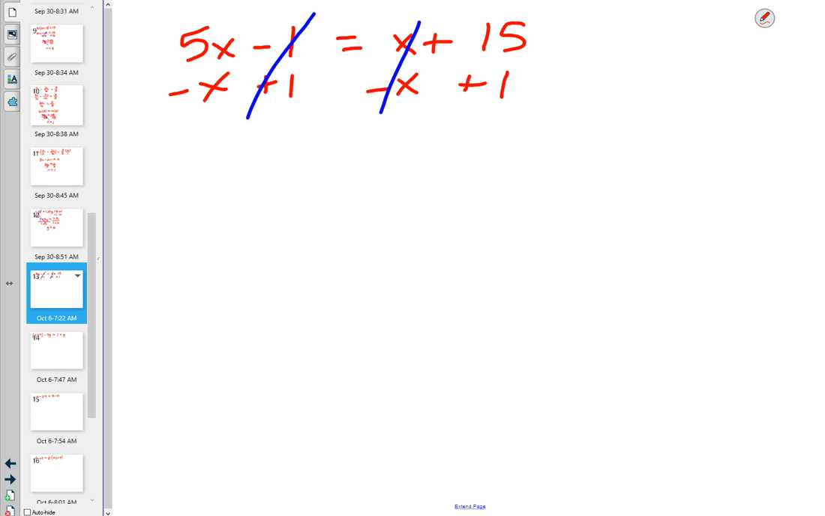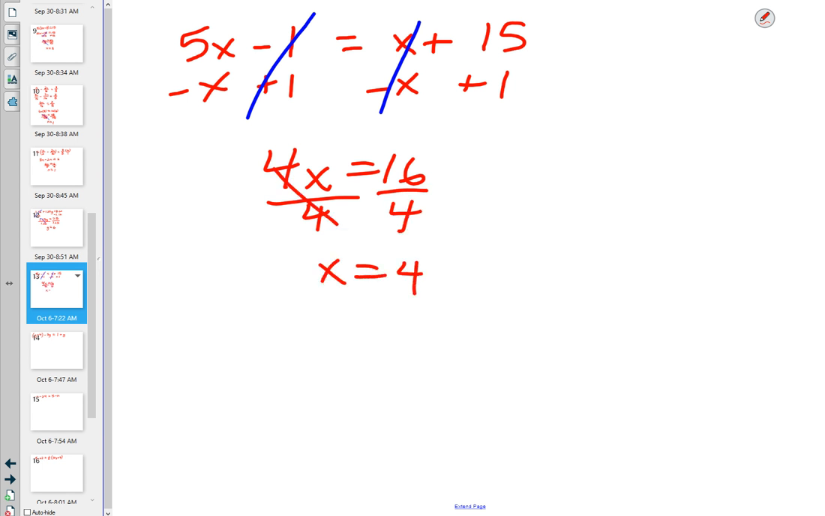Look, how many terms did we start with at the very beginning? In the entire equation, how many terms were there? 4. How many terms do I still have? Richard, look, 2, 3, 4. I still have 4 terms. The difference is now I can combine them. 5x minus x is 4x. 15 plus 1 is 16. Divide by 4. x is 4.